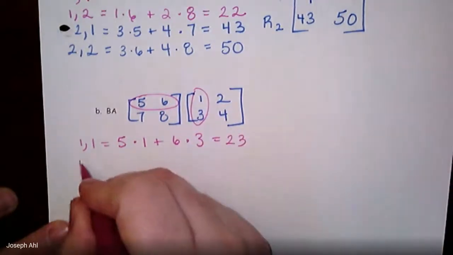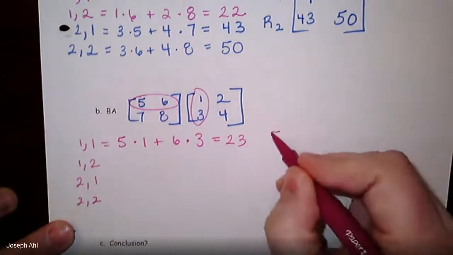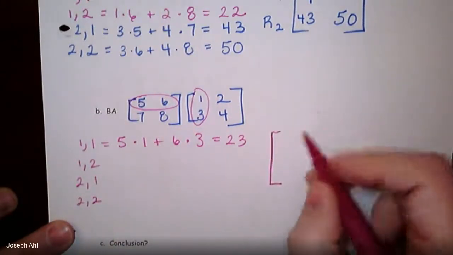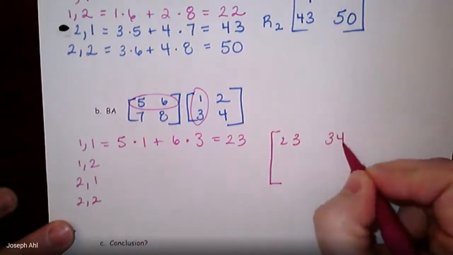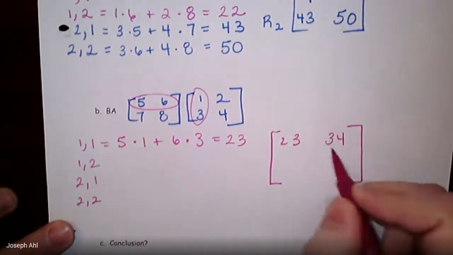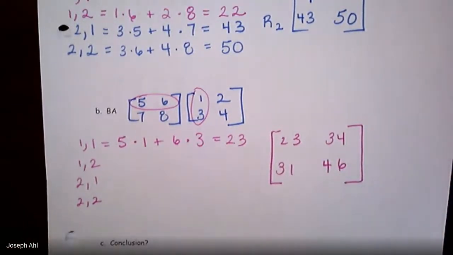So if you repeat that process for the others, you'll see right away that these two matrices are not the same at all. So I'll just give you that the resulting matrix here is 23 and 34 in the top row. And for the bottom row, you would have 31 and 46. In fact, they have nothing in common at all, those two products.